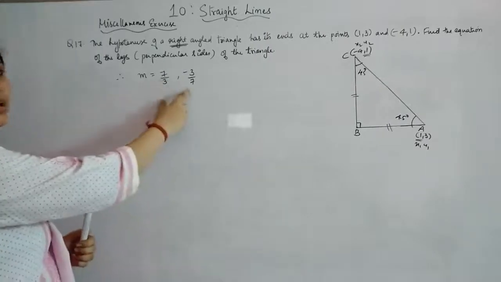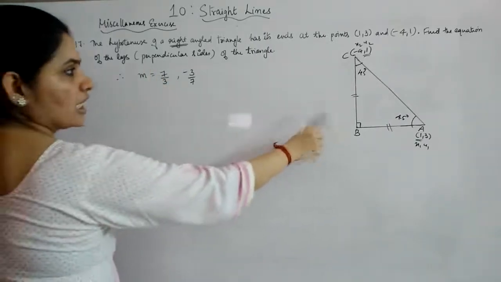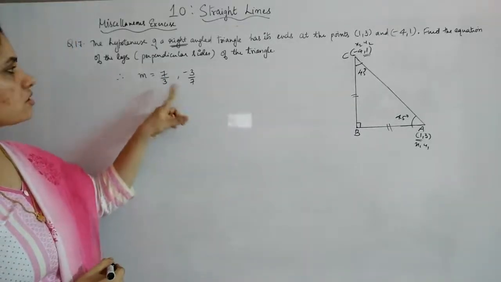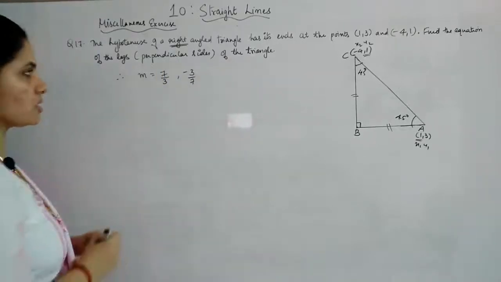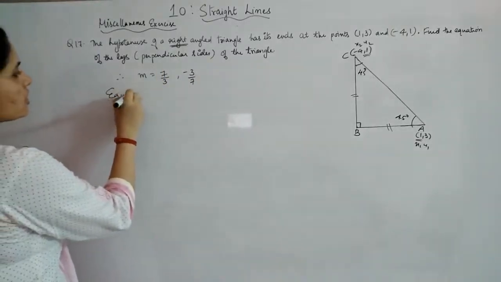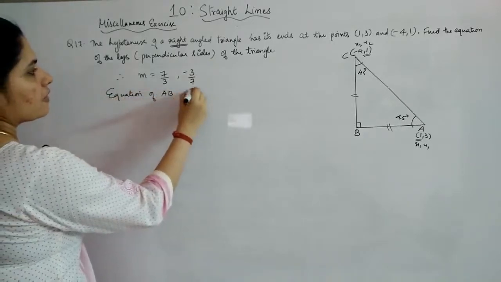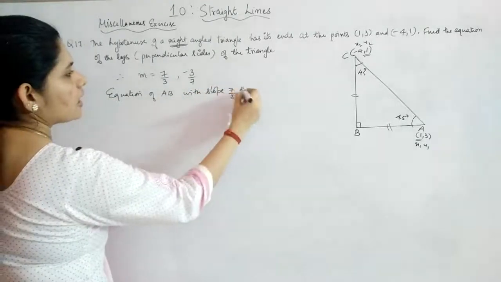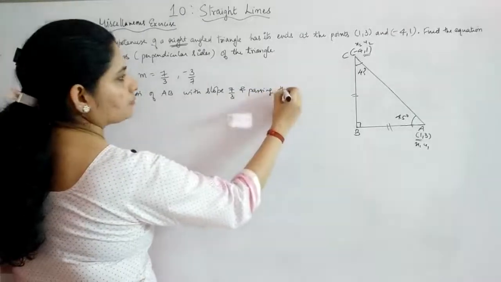Now you have two values for the slope, so accordingly you will get two equations for each line. That means the equation of AB will have two options according to the slope you take, and again for the equation of BC you will get two equations. Okay, so first we will find the equation of AB with slope 7 by 3 and passing through the given point, which is 1, 3.